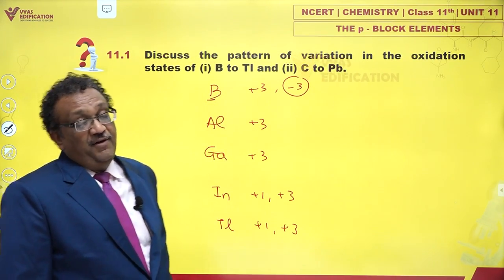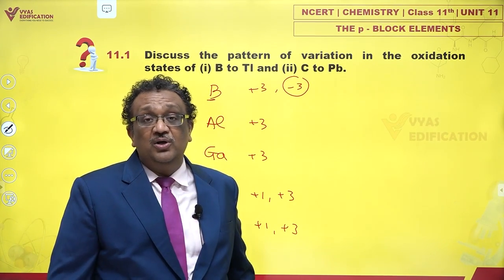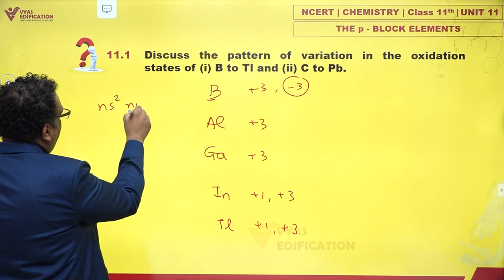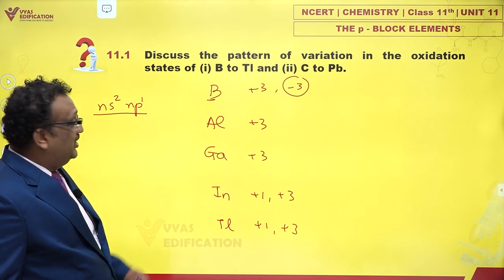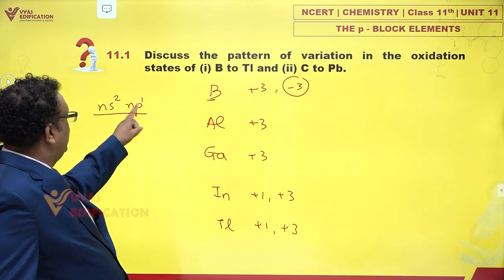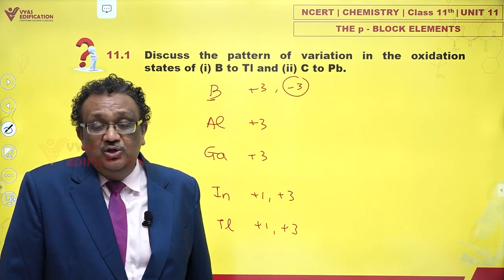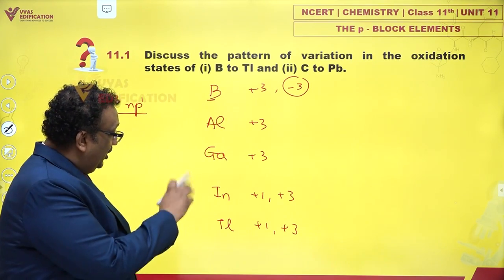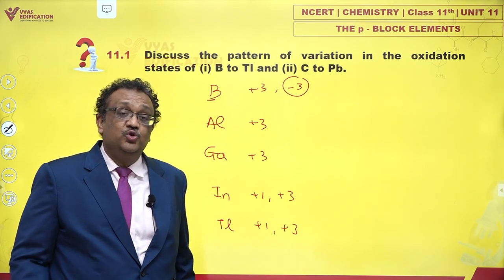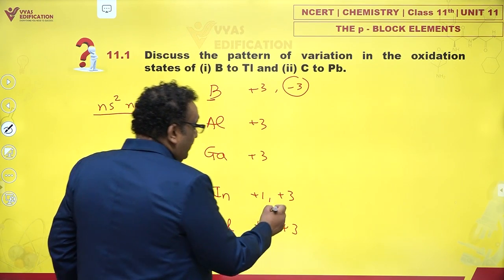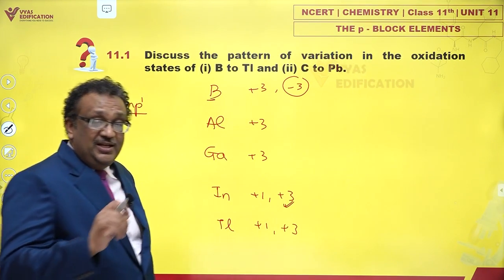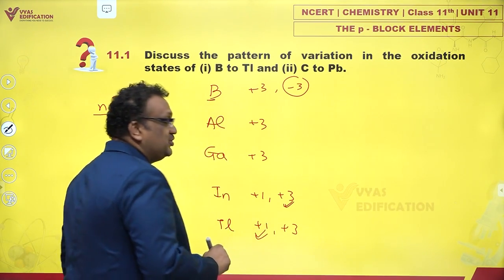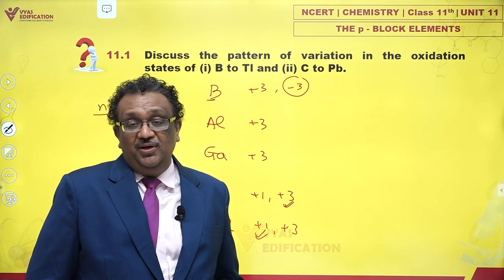Everybody is showing +3. Why are they showing +3? They are showing +3 because they have 3 electrons in the outermost orbit, ns2 np1. This is the general configuration of group 13, and since these 3 electrons can be lost, they all show a common oxidation number of +3. However, as you move down, you notice that indium also begins to show a state of +1. Although +3 is more stable for indium, still it does show +1. And in case of thallium, it is +1 which becomes more stable as compared to +3.